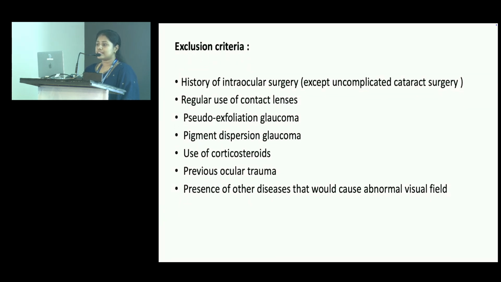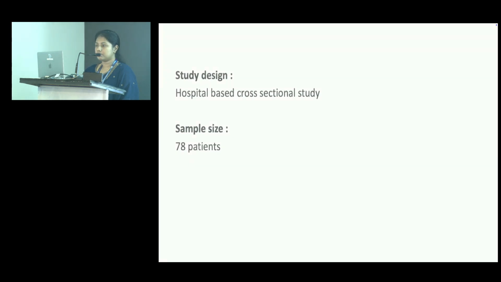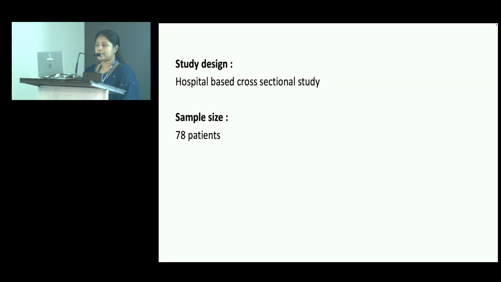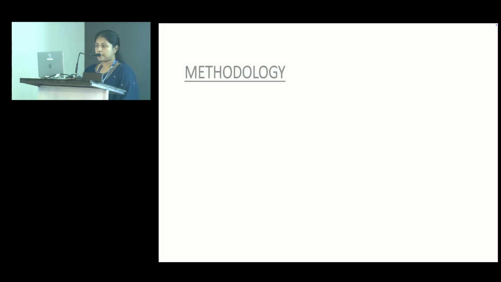The exclusion criteria are history of intraocular surgery except uncomplicated cataract surgery, regular use of contact lenses, secondary causes of glaucoma like pseudoexfoliation glaucoma, pigment dispersion glaucoma, use of corticosteroids, previous ocular trauma, and the presence of other diseases that would cause abnormal visual field. The study design is a hospital-based cross-sectional study, sample size 78 patients.